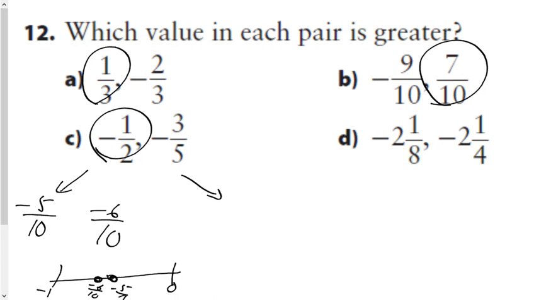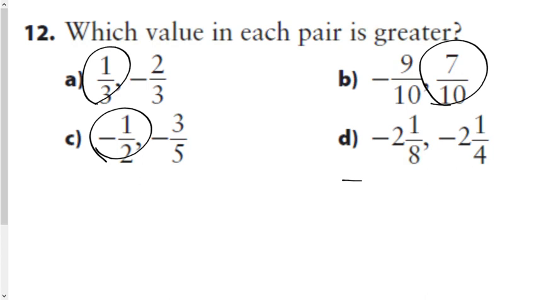And finally, the last question, negative 2 1/8 and negative 2 1/4. We're going to change these ones to, actually, we'll go back here for a second. We could have went negative 0.5 and negative 0.6, and we would have had the same type of number line. So you could change them to decimals. And your last question, negative 2 1/8, is going to be negative 2 1/8 versus negative 2 2/8.